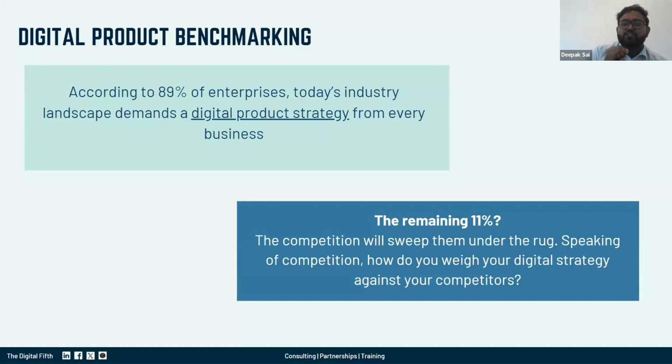Speaking about this competition, we would also like to give weightage to our digital strategy against our competitors in the market. The digital strategy that we are framing shall not only be our organizational thought, but should also try to understand what our competitors are doing. Any kind of innovation that gears up into the market can make any simple product obsolete from tomorrow.